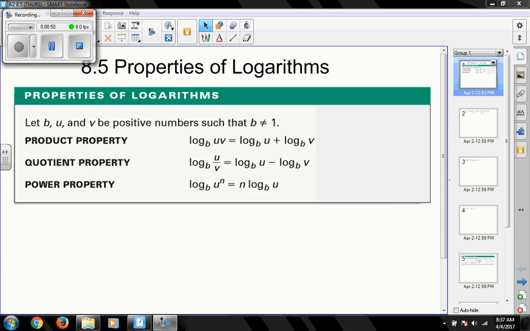The quotient property is division, the opposite of multiplication. So now we have log base b of u divided by v. So it's very similar to our product property, but instead of adding, we're now going to subtract. We're going to have log base b of u minus log base b of v.